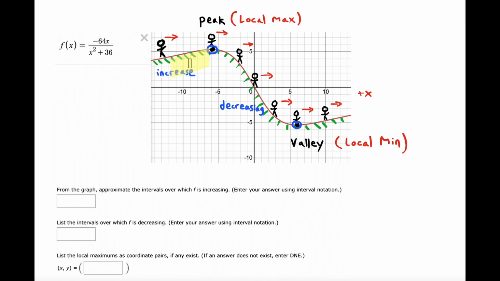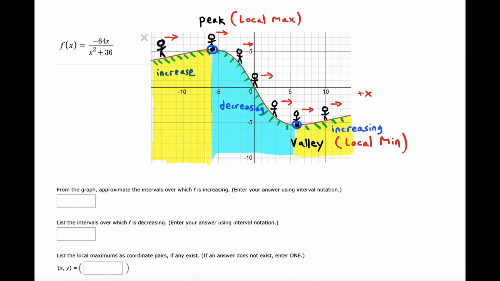So on one side of the peak, you have an interval of increase. And on the other side of the peak, you have to have an interval of decrease. Because it wouldn't be a peak if you didn't have that. You have to be having the graph sloped up to get to the peak, and then sloped down after the peak. That's what makes it a peak. So on the left side of the valley, our guy is decreasing, but on the right side of the valley, the guy is now rising in elevation, so this would be an interval of increase.